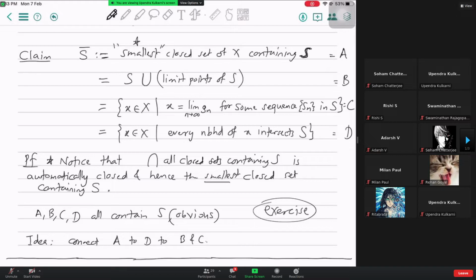Sir, what exactly have we shown till now? We have shown precious little. All that we have shown is that A, B, C, and D all contain S, and A is closed, and it's the smallest such subset. That's all. But okay, let's go a bit further. We do have a description of A. It's the intersection of all closed sets containing S.